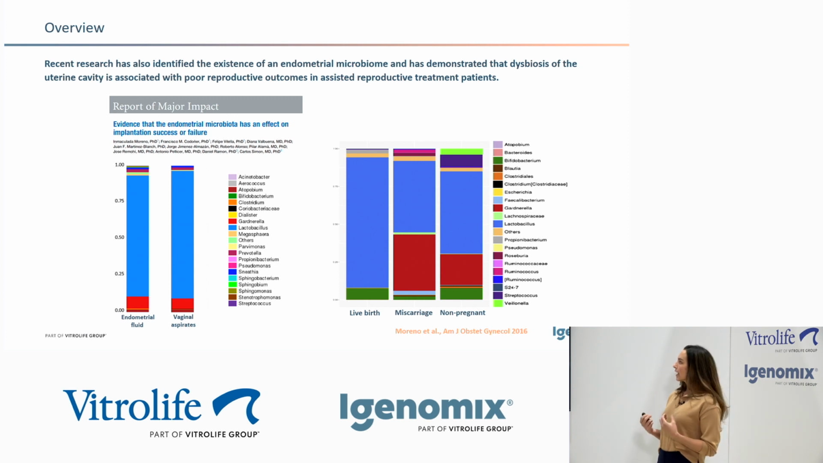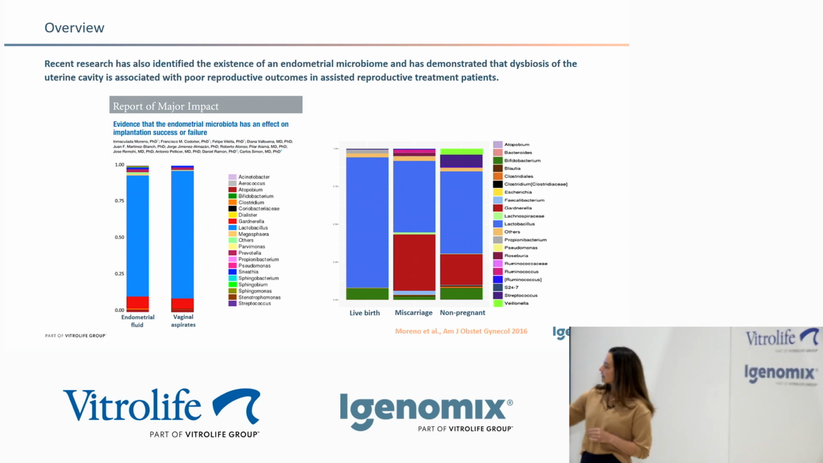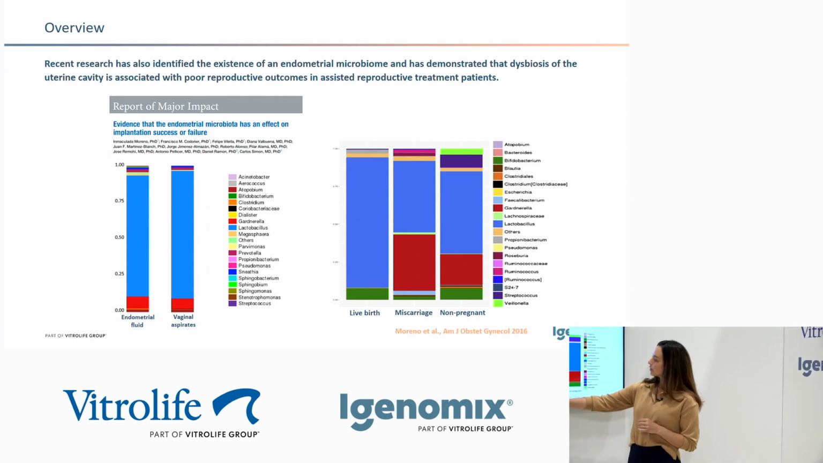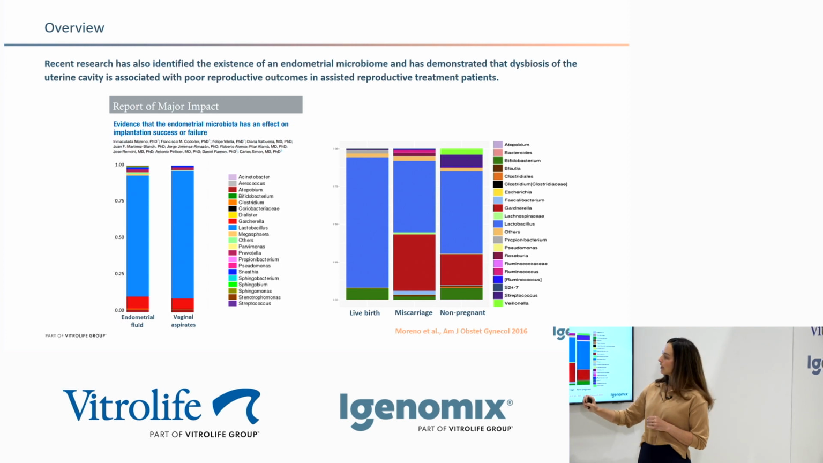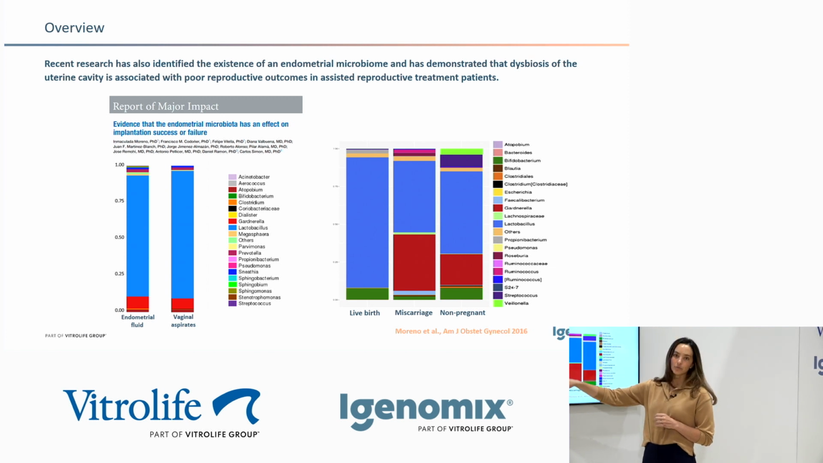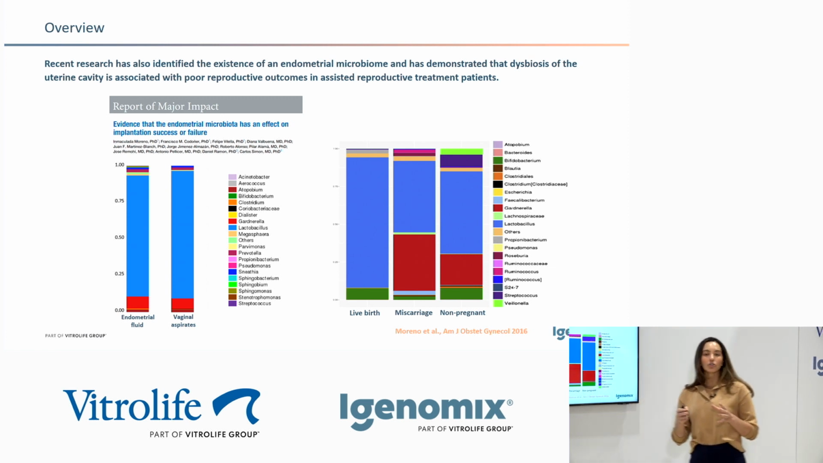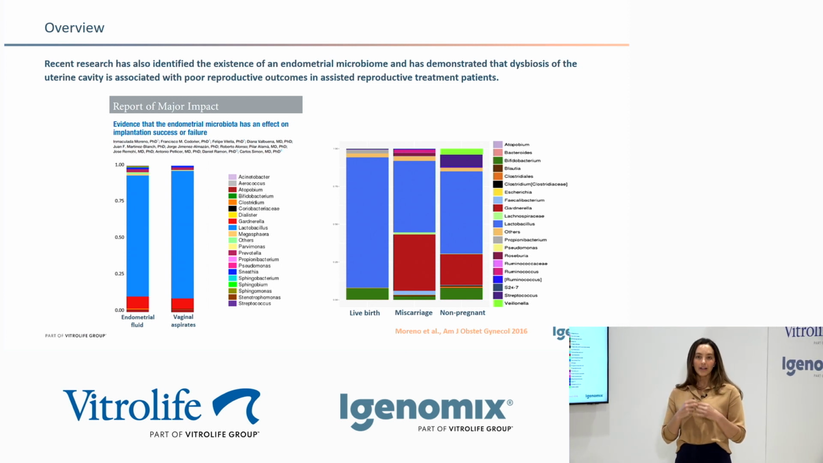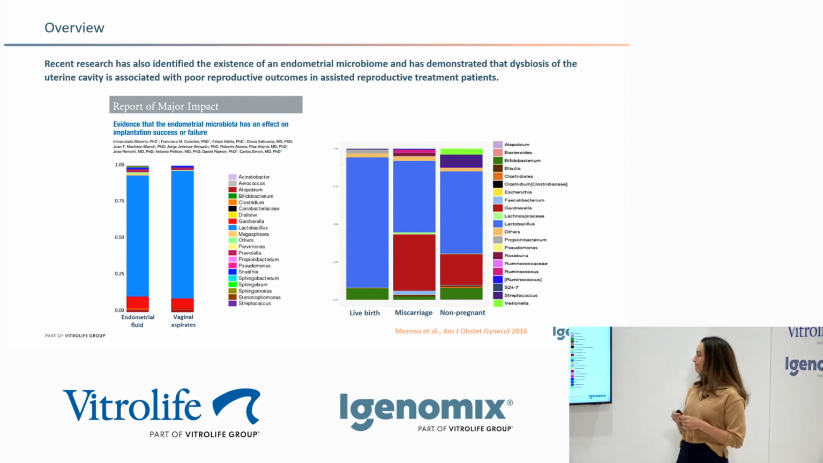Recent research has identified the existence of an endometrial microbiome and has demonstrated that dysbiosis of the uterine cavity is associated with poor reproductive outcomes in assisted reproduction treatment patients. For instance, in this early study by Moreno in 2016, we looked at different microbiomes, the endometrial fluid and vaginal aspirates from the same patient. Although a majority of the bacteria belonged to Lactobacillus, we did see differences within these microbiomes, showing that the endometrium did indeed have its own personalized microbiome different from that found in the vagina.